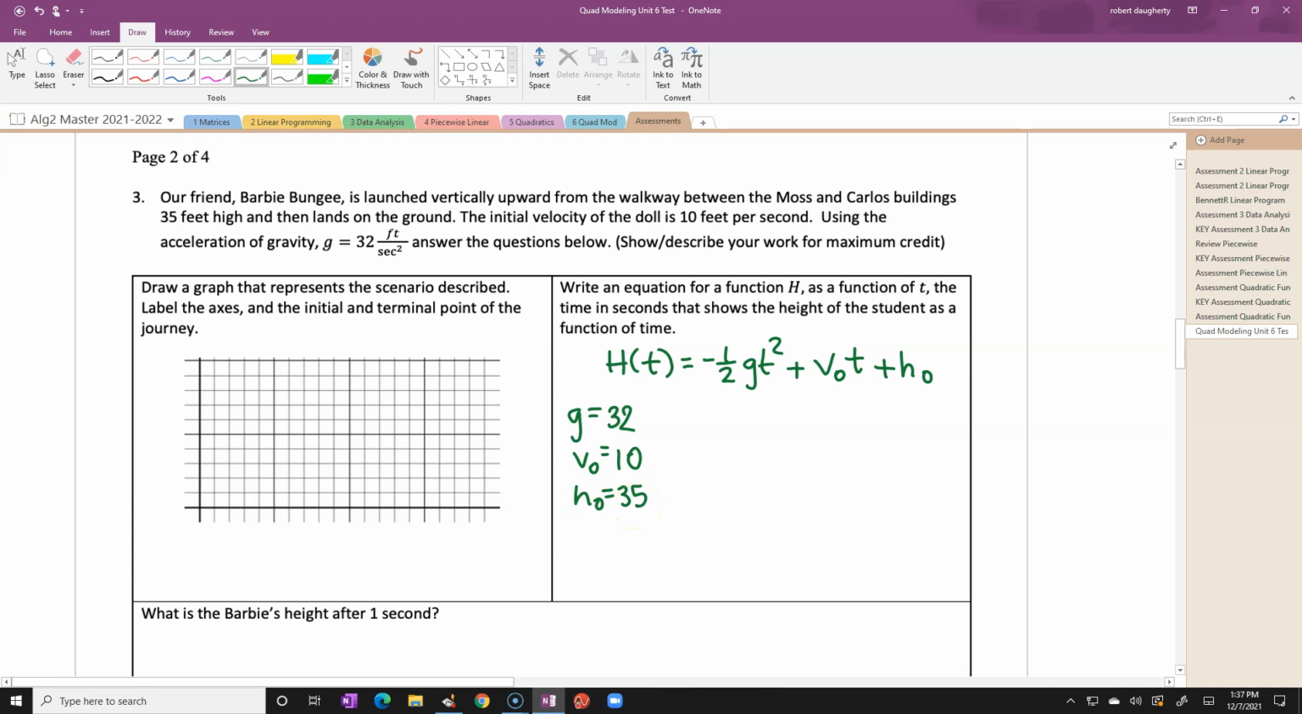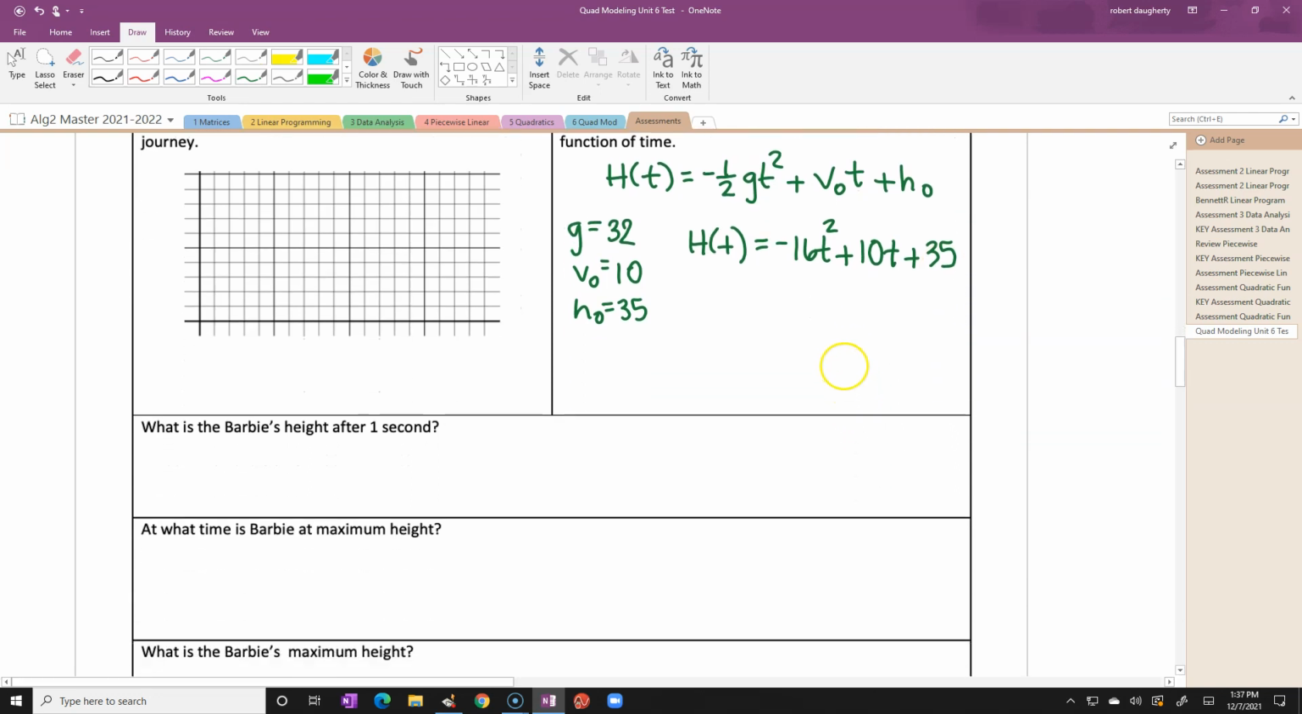So this equation is h of t equals minus 16 t squared plus 10t plus 35. Now it's going to ask me some questions about this particular model. What is Barbie's height after 1 second? So plug in a 1 for t, and you get minus 16 plus 10 plus 35, and so that is 29 feet.